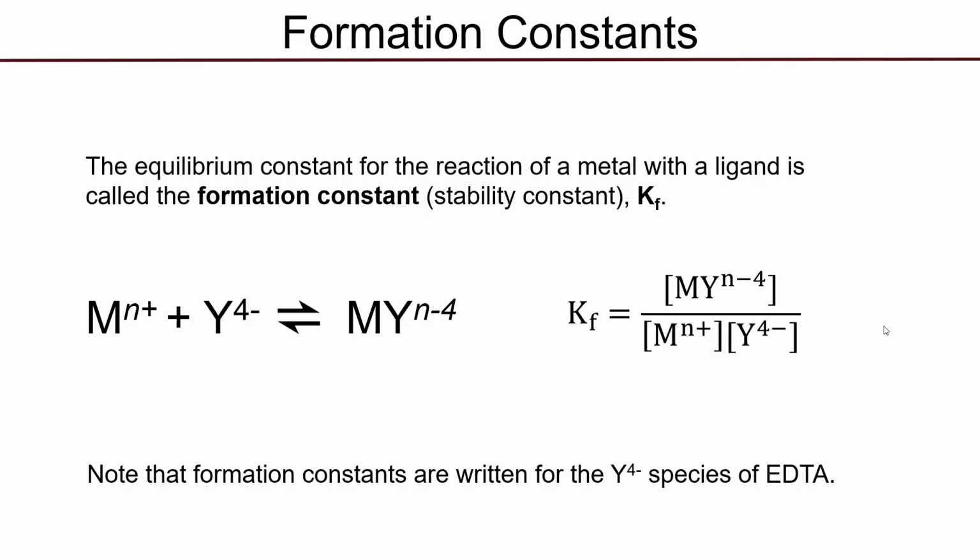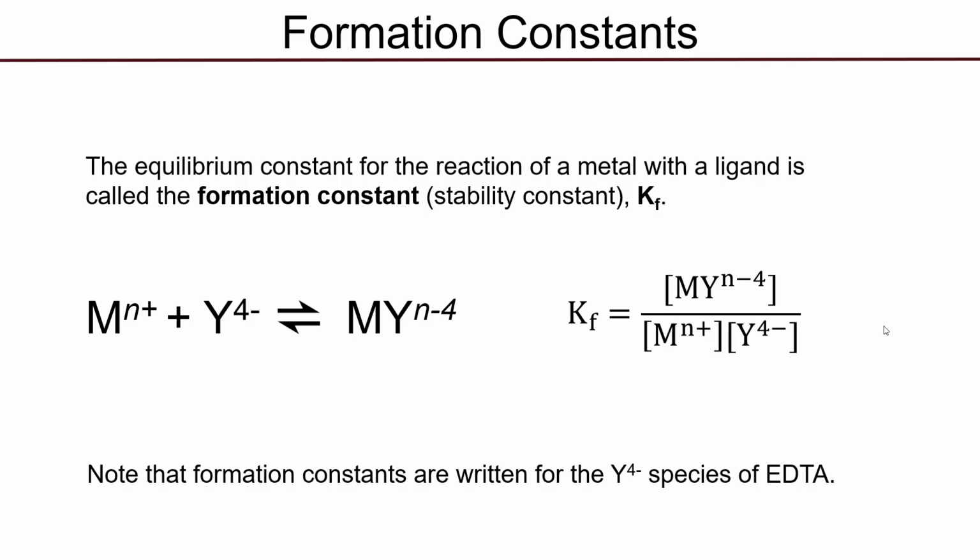A formation constant, also known as a stability constant, or K sub f, is just another class of equilibrium constant that describes the extent of reaction between a metal ion and a ligand, a Lewis base with an electron pair that donates to form a bond with the metal ion.